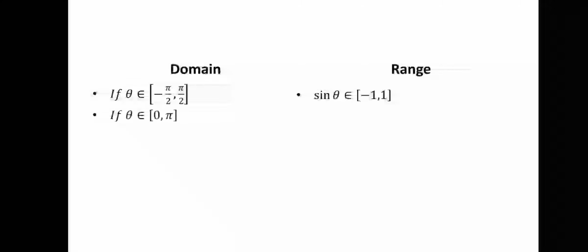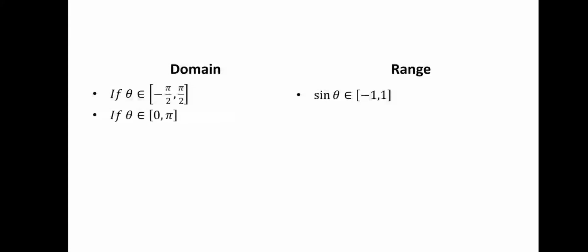Next, if theta lies between 0 to pi, that is from 0 to 180 degrees, then cos theta will lie between minus 1 and 1. This is also something we know. Now you may ask one very simple question: why are there two different domains but the range is the same?